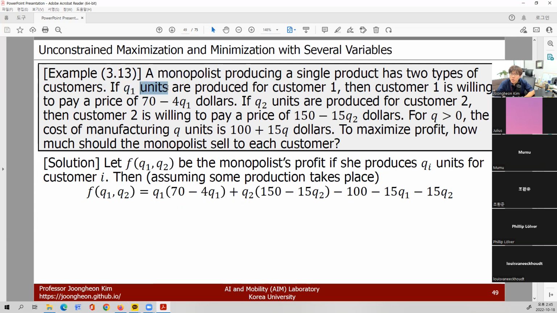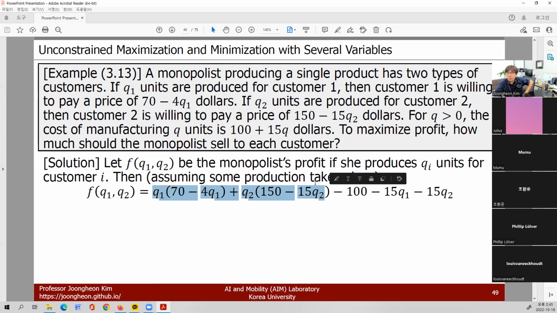We have Q sub 1 units produced for customer 1. Then customer 1 is willing to pay a price of 7 minus 4 Q sub 1 dollars. If Q sub 2 units are produced for customer 2, then customer 2 is willing to pay a price of 150 minus 15 Q sub 2 dollars. Okay, then we have two variables, right? When we have this amount of units, then they will pay this amount of money. And this is our income, okay?